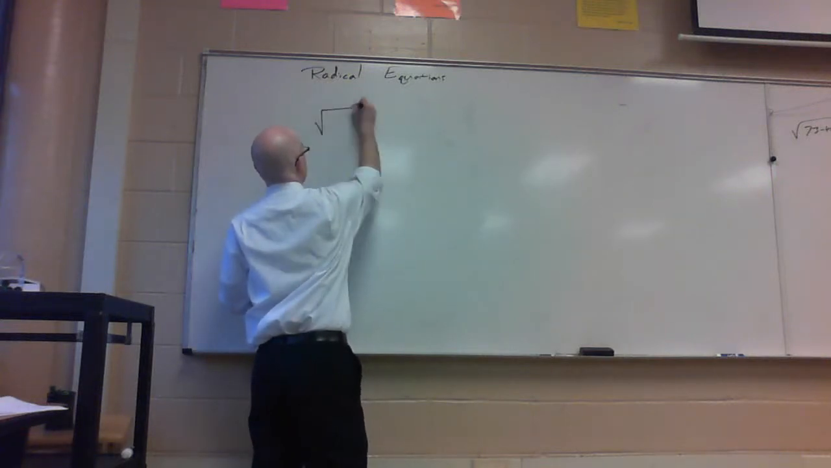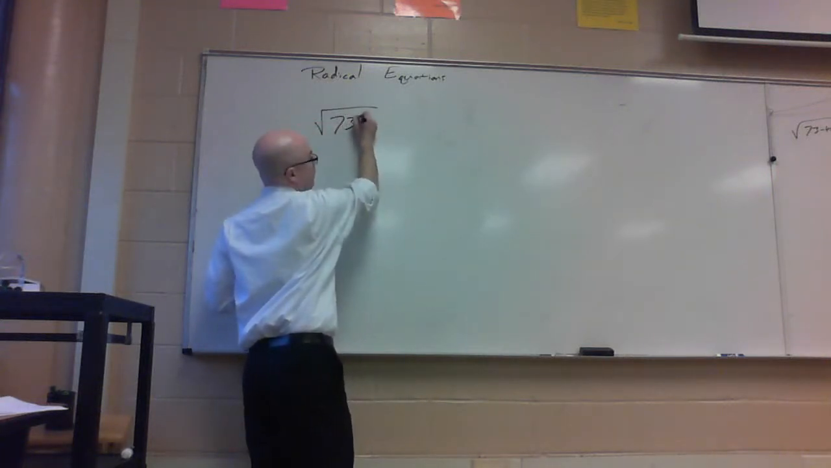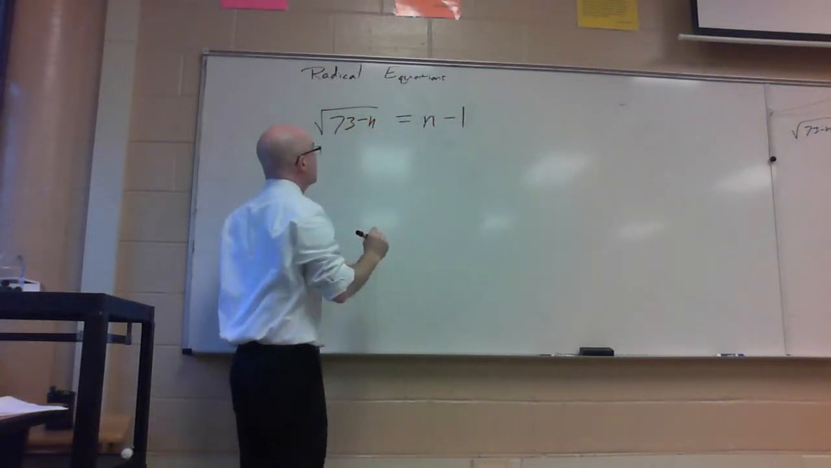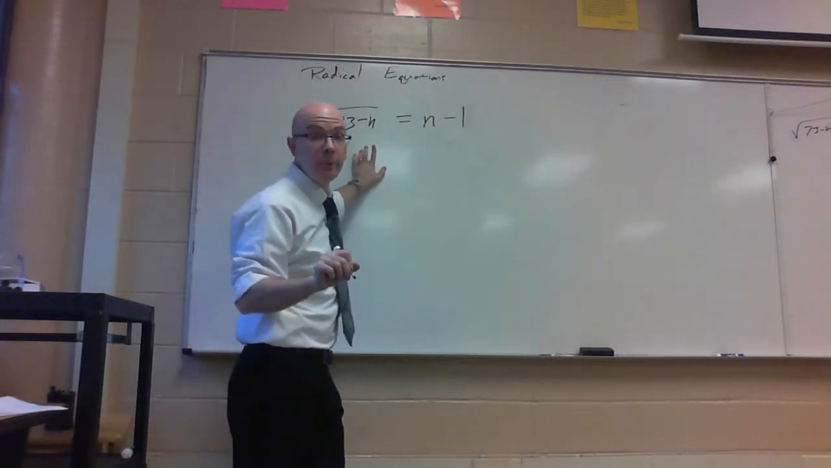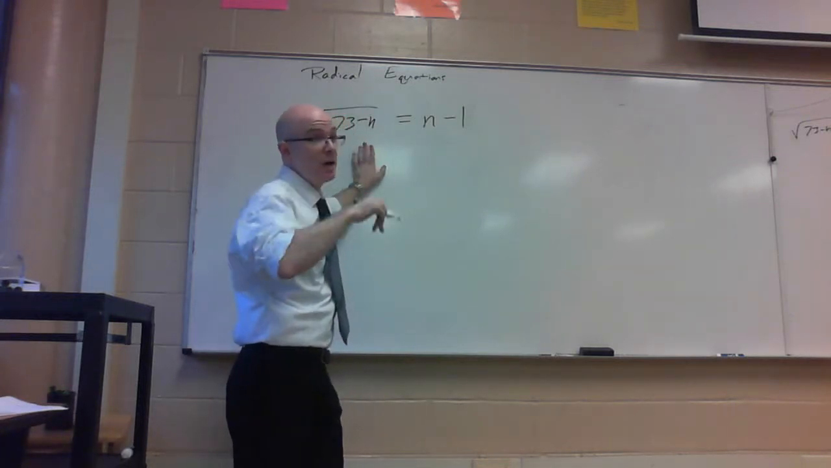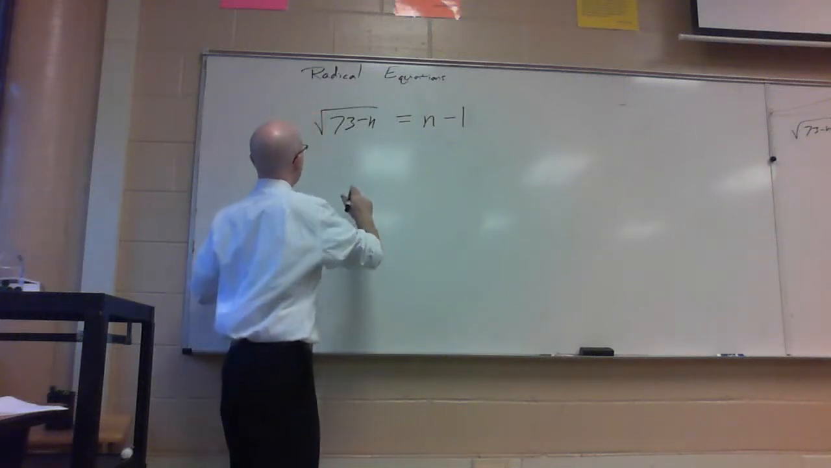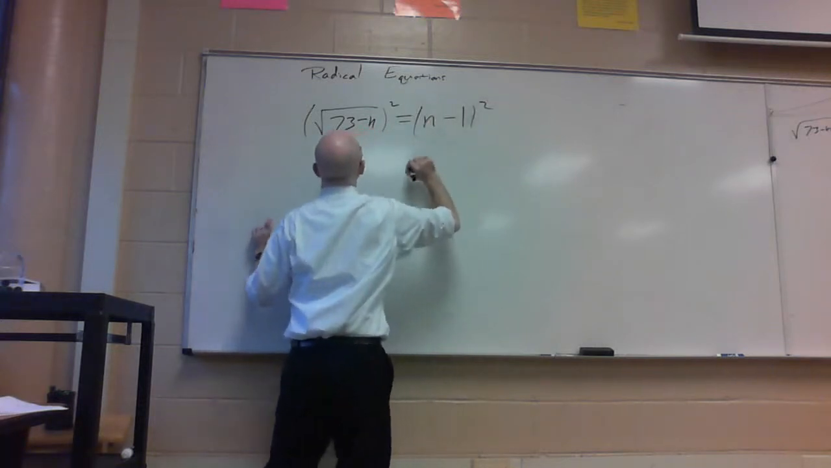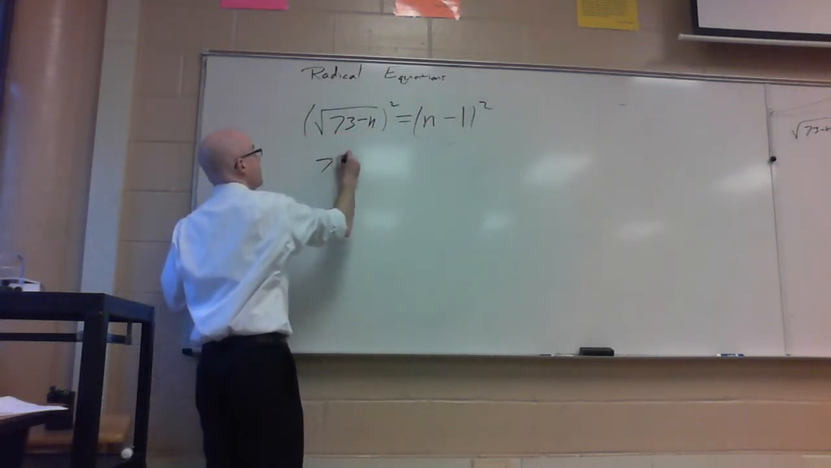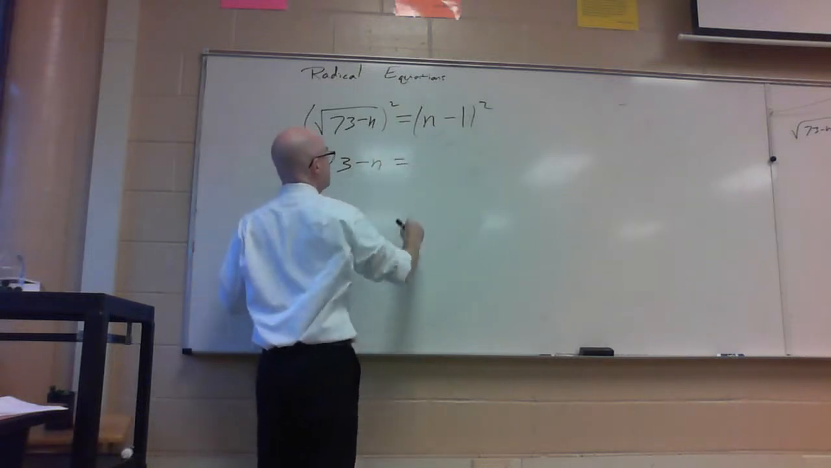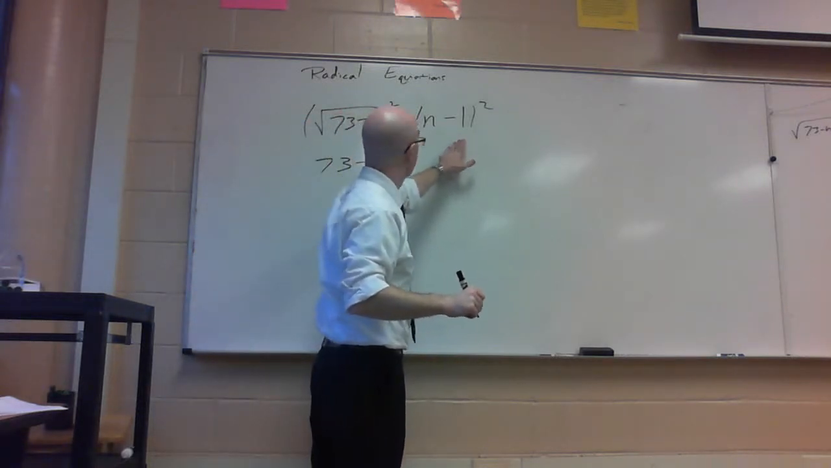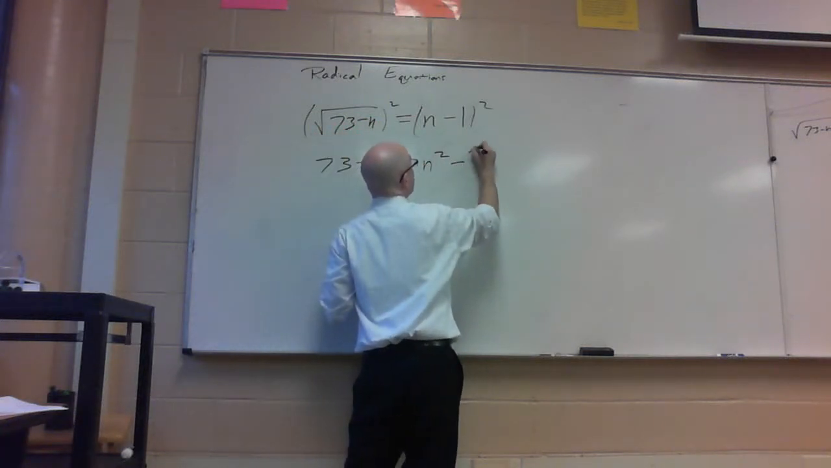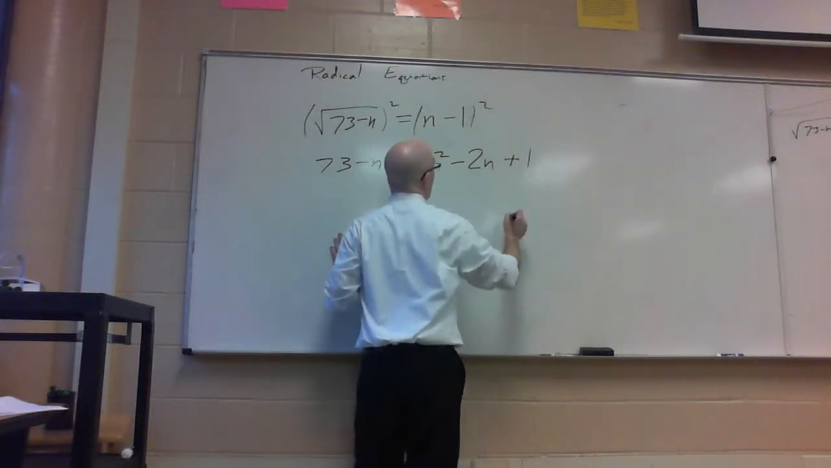So let's look at a case. The square root of the quantity 73 minus n is equal to n minus 1. Now, slightly more complex, not terribly. We will have to dust off the quadratic formula, but that is old news by now. Let's square both sides. This becomes 73 minus n is equal to, it's a binomial, square it. We get n squared minus 2n plus 1.